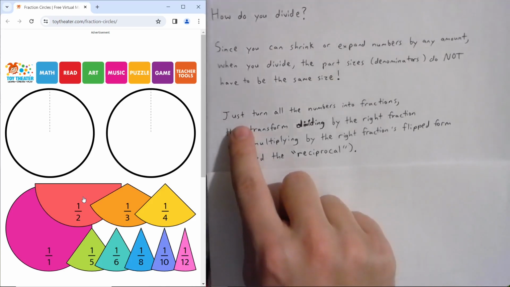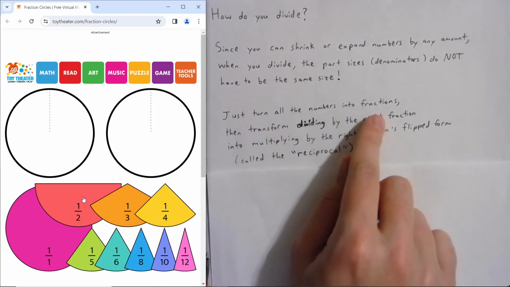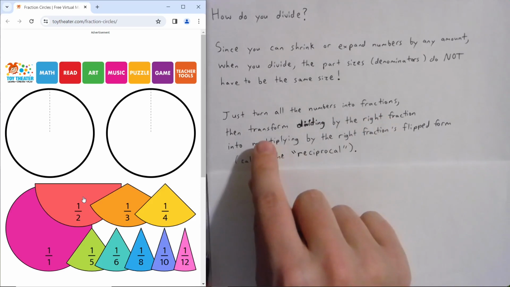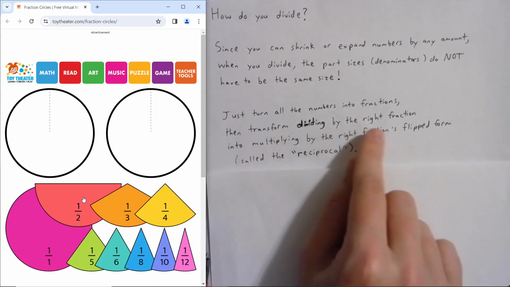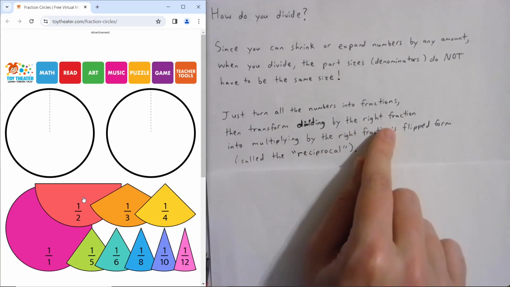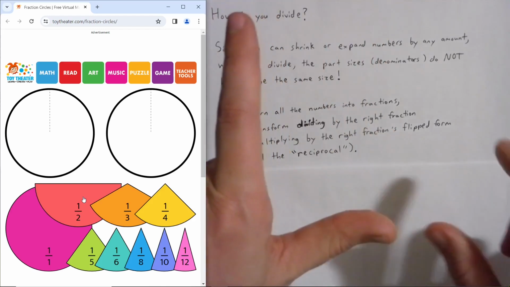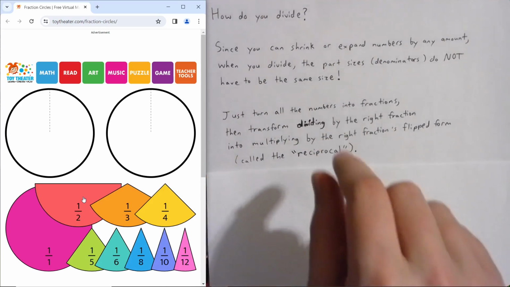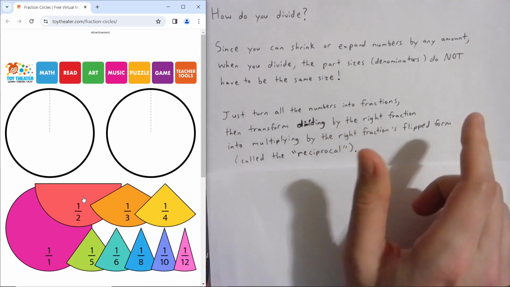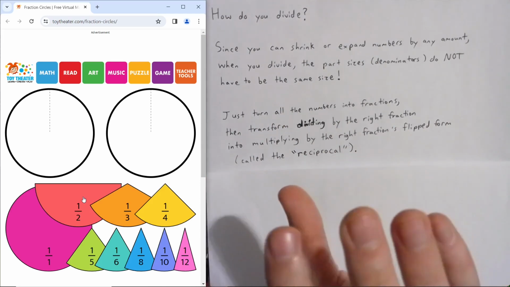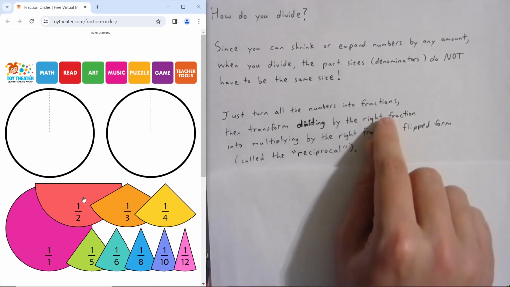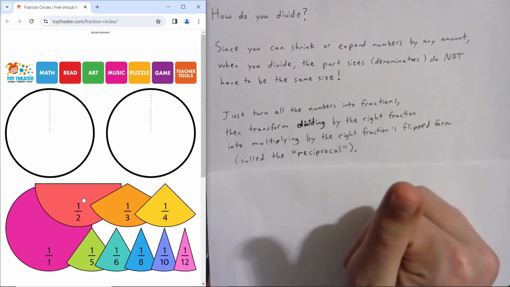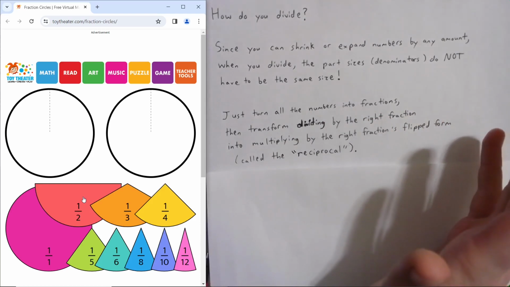So when you divide, you still turn all the numbers into fractions, just like with multiplying. But then you need to transform dividing by the right fraction, meaning the fraction on the right side. If you ever forget your left from your right, you can make an L with your left hand, but your right hand can't make an L. So the fraction on the right side, you transform dividing by that fraction into the opposite of dividing, which is multiplying, and the opposite of that right fraction, which is its flipped over form, which is called the reciprocal.